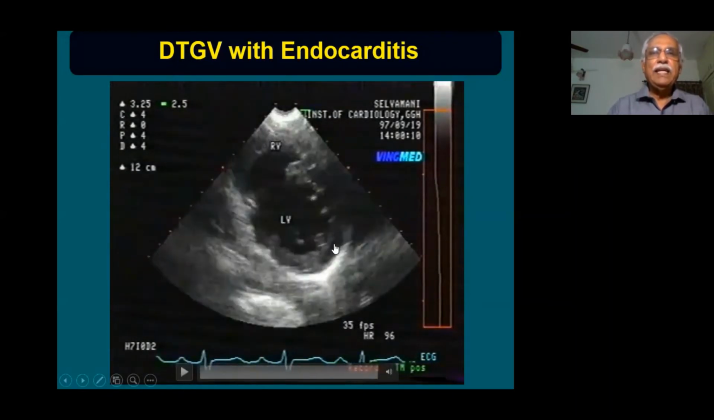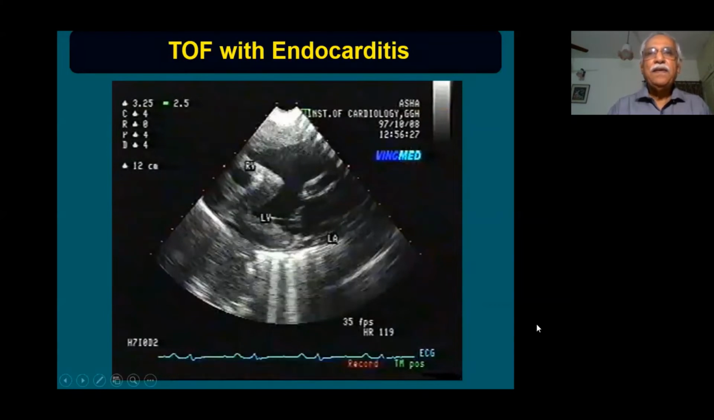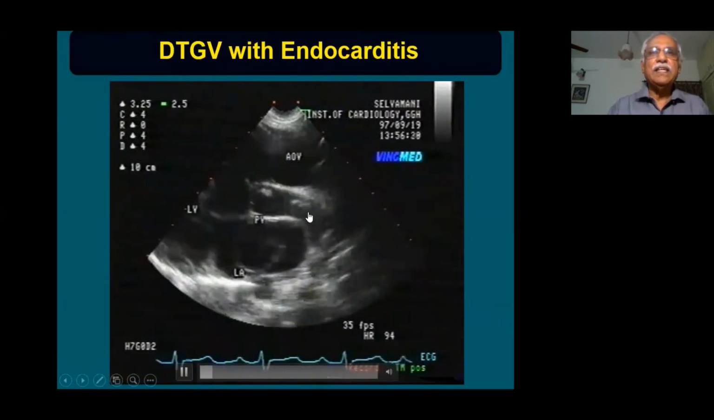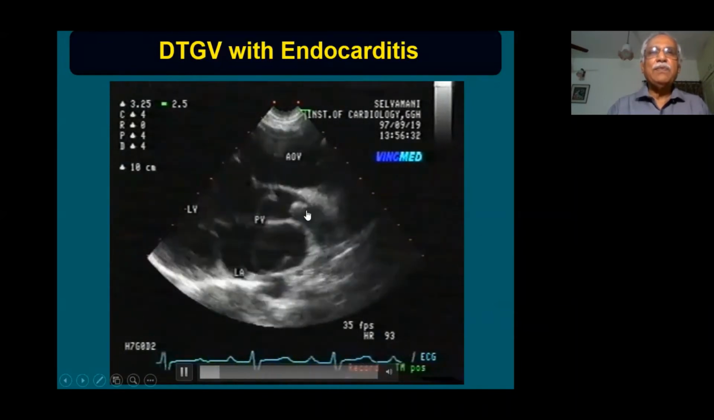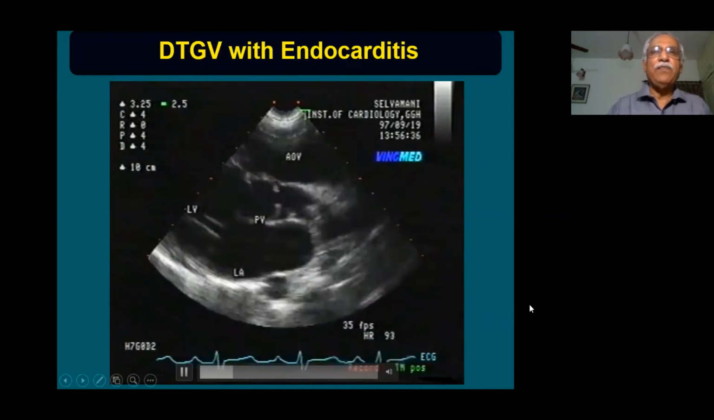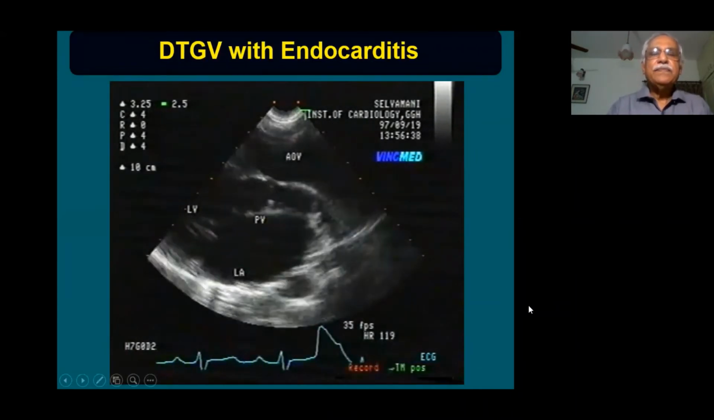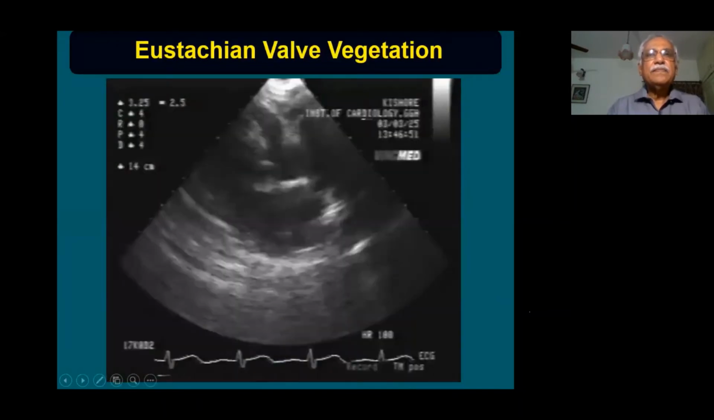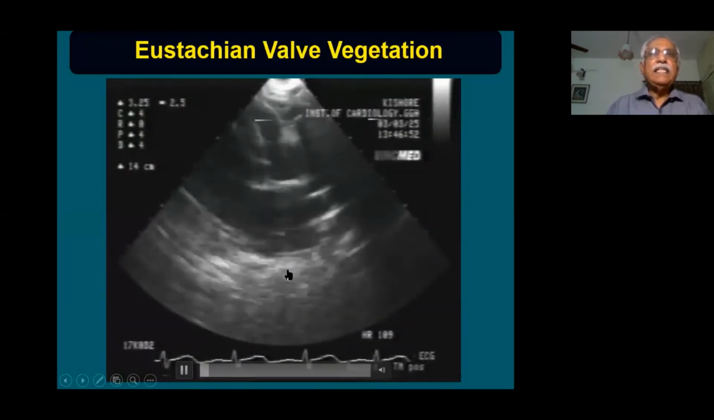Okay, I will play it again. Here you can see the pulmonary artery vegetation in a patient with d-transposition of great vessels and severe pulmonary stenosis. There is a ventricular septal defect also. This is a rare case.